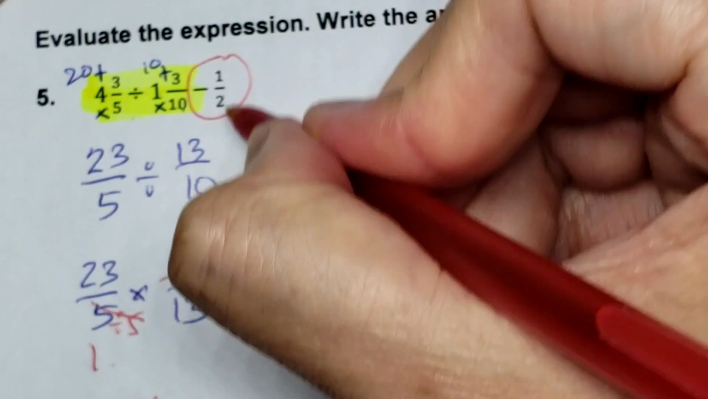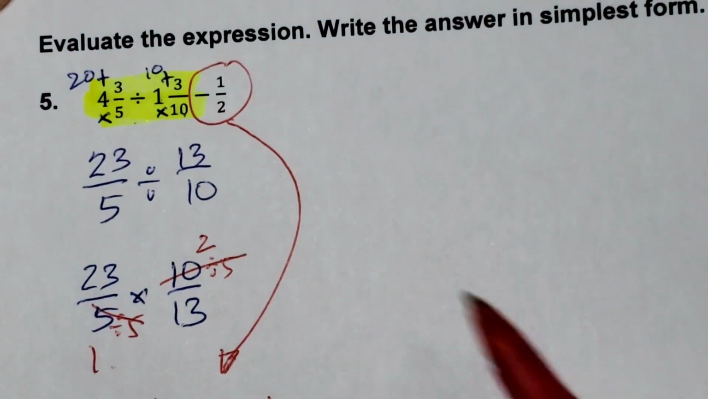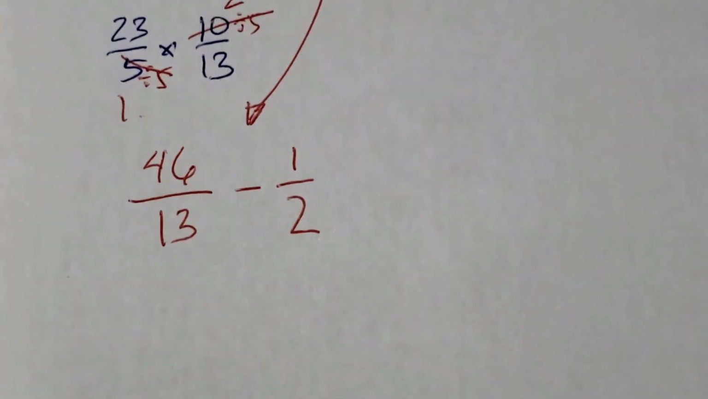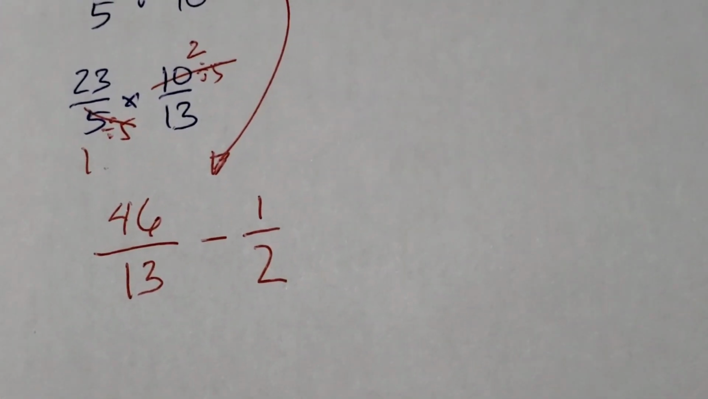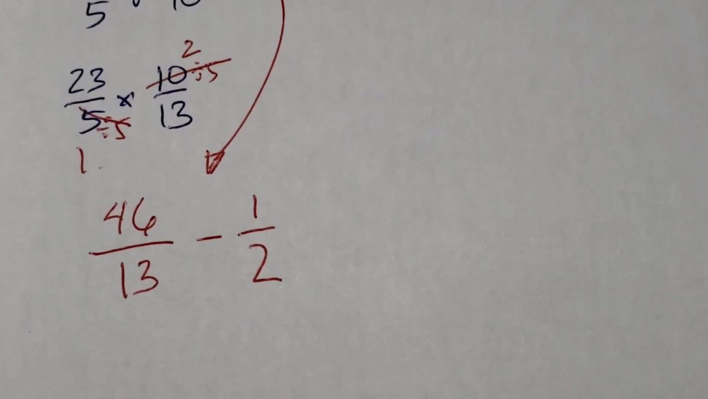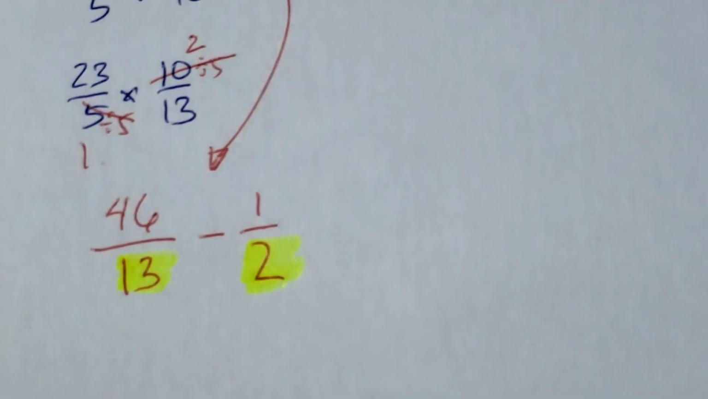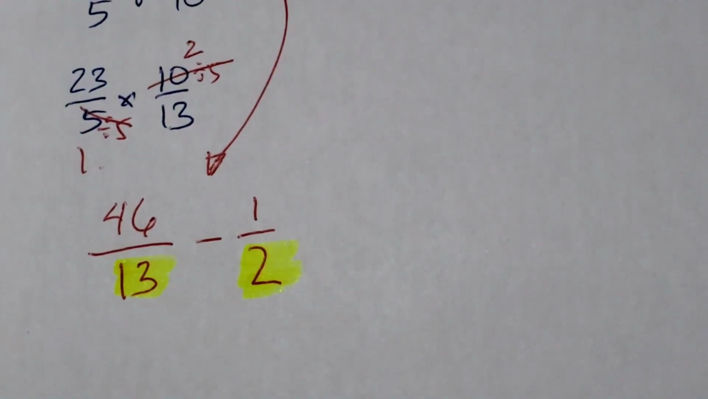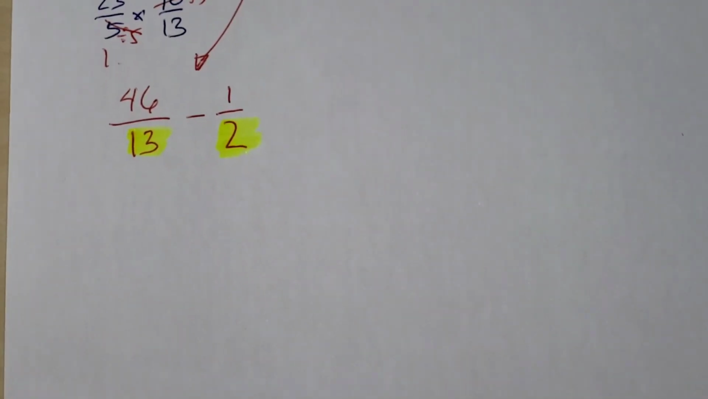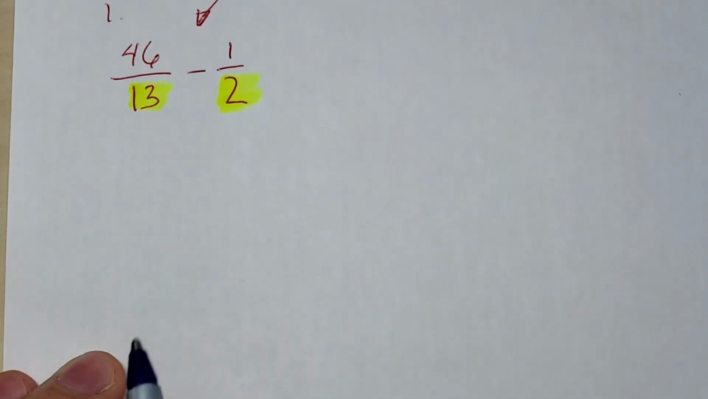Now we need to bring down the last term, which is minus 1/2. Now, if we're going to subtract, what's the one thing that we need to consider? We need to have the same denominator. So let's find the common denominator for 13 and 2. Now, how do we do that? So let's go back to basics.